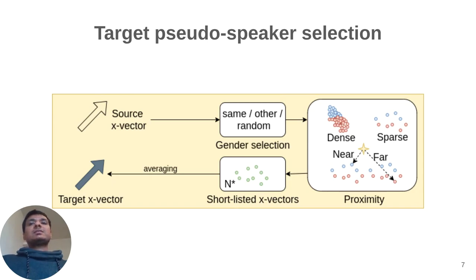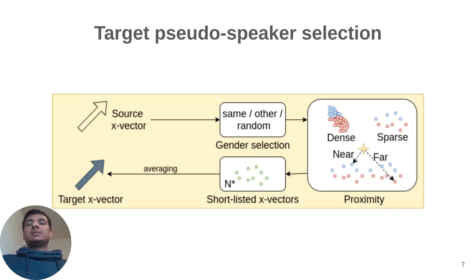Gender selection is the method which attributes a gender identity to the target pseudo speaker. It can be same as the source speaker. It can be opposite to the source, or gender selected at random.